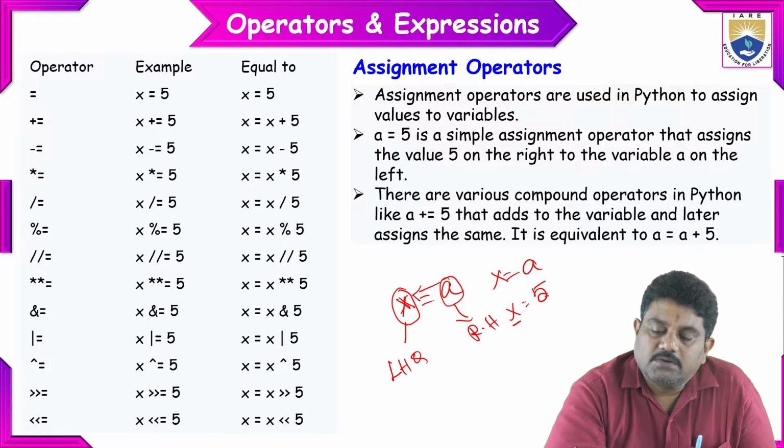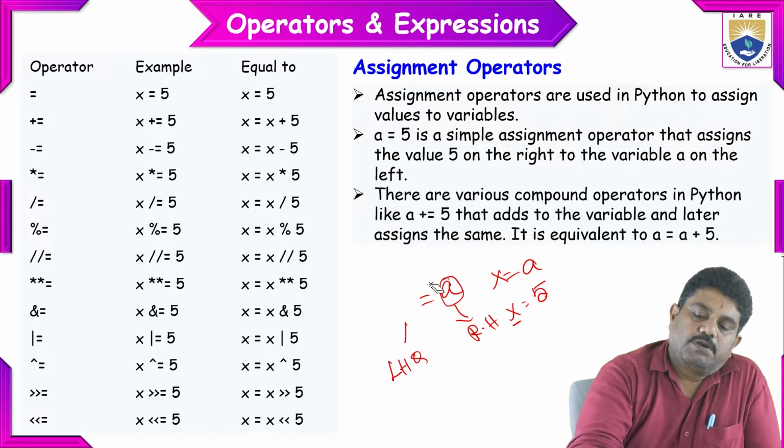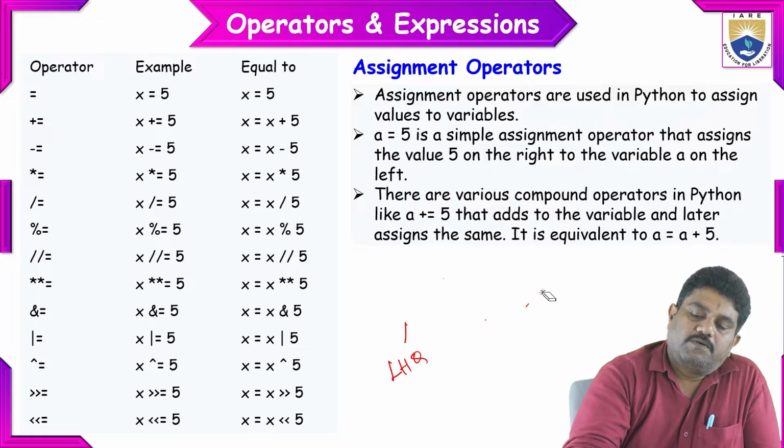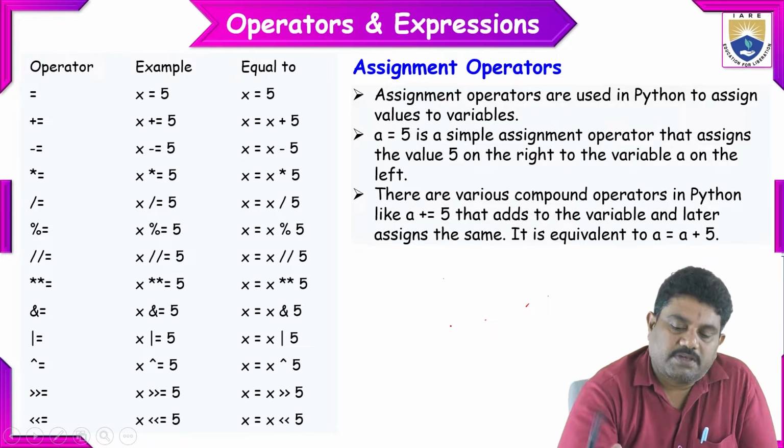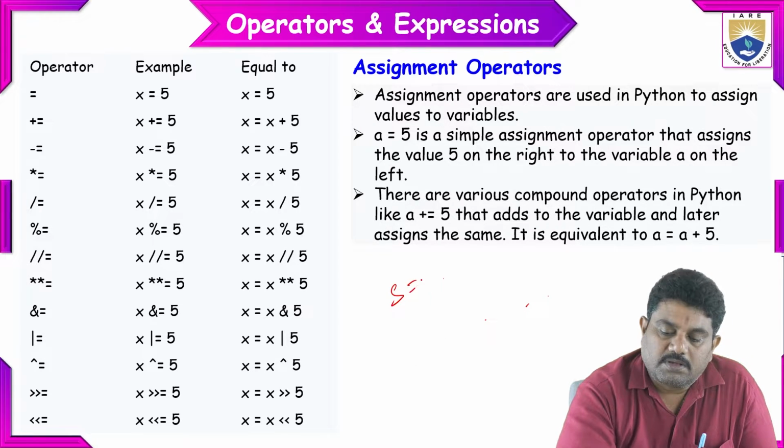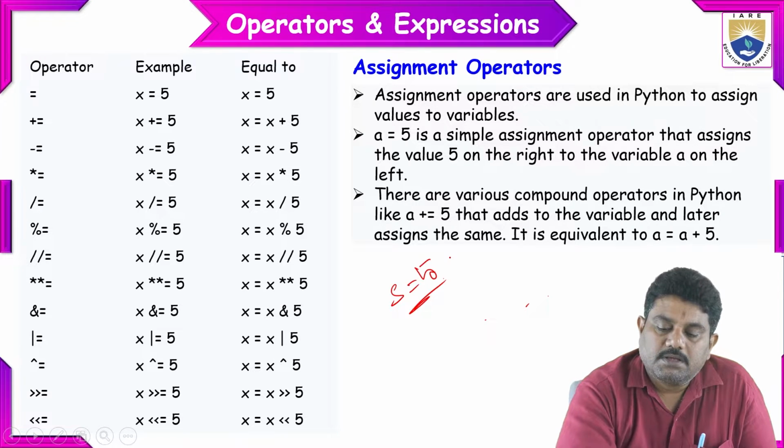It assigns the value to the x. That is the assignment operators. In simple assign, x equal to 5, x equal to a. These are the simple assignments like this. For example, s equal to 5. If we take like this, simple assignment operator. So we are assigning value 5 to s. It's very simple assignment operator.